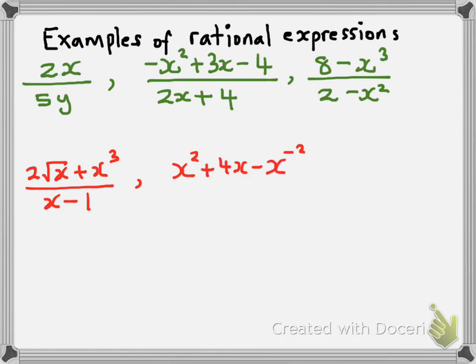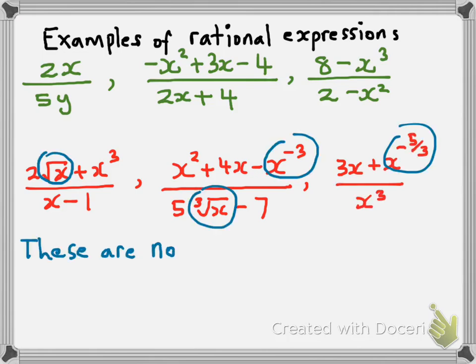These are not rational expressions for the same reason I mentioned before. The numerator and/or the denominator is not a polynomial. Like you can see the first one there, 2 times square root of x plus x cubed. You can see that's not a polynomial because of the square root of x. And for the second one, x squared plus 4x minus x to the power negative 3, because of the negative exponent there and because of the radical that occurs, those will not be rational expressions. And for the third one, because of the negative exponent, negative 5/3, that's not a rational expression as well.